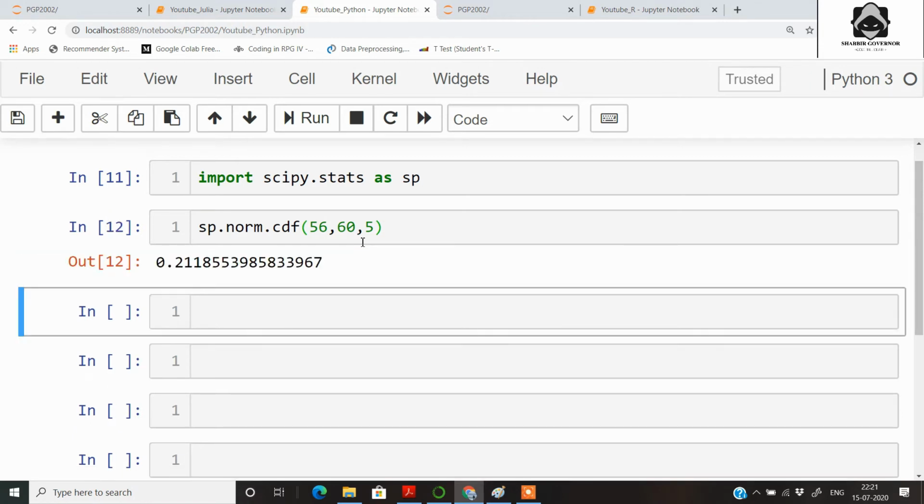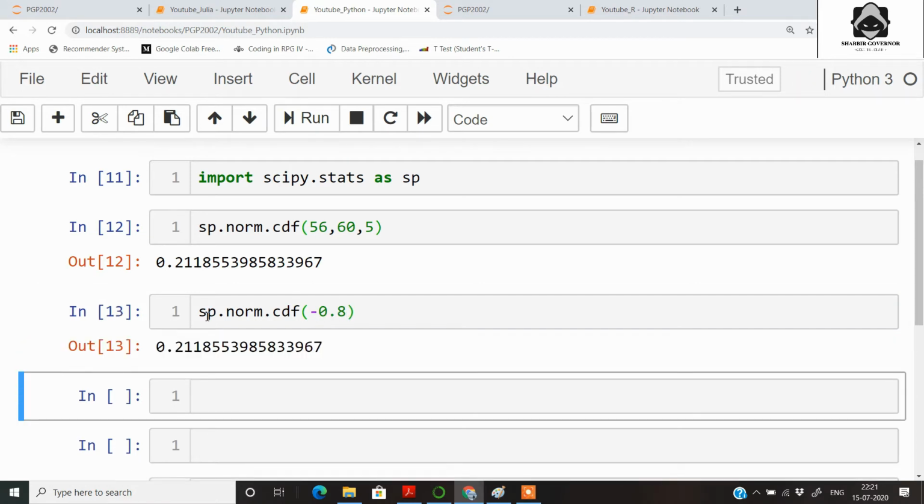If we run it, we get 0.2119. And if we follow the standard normal procedure, we can just write CDF up till when we converted it into standard normal form, so we got it as minus 0.8. It by default considers the mean as 0 and the standard deviation as 1.